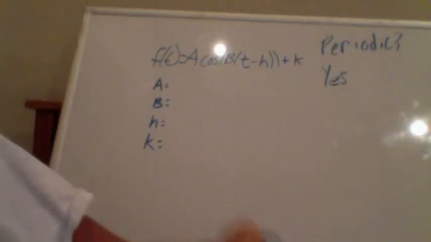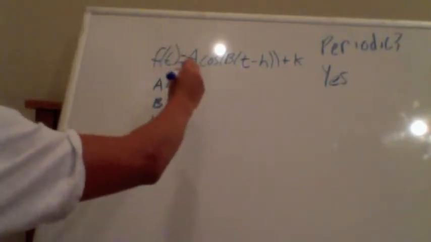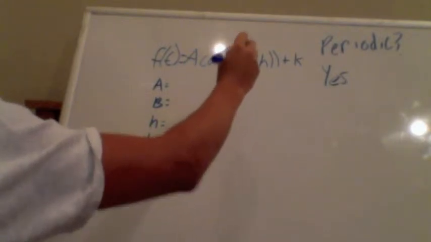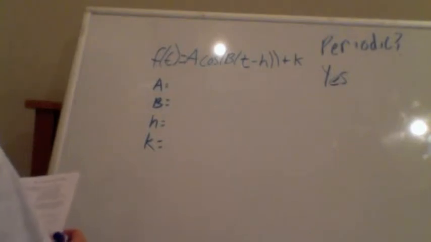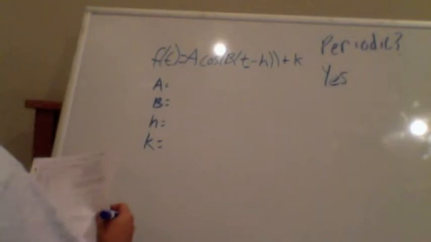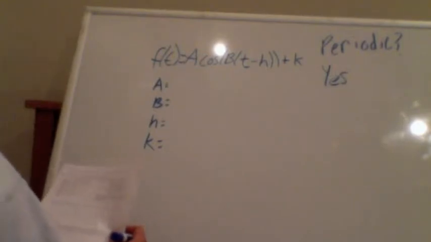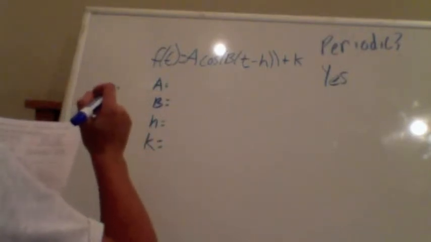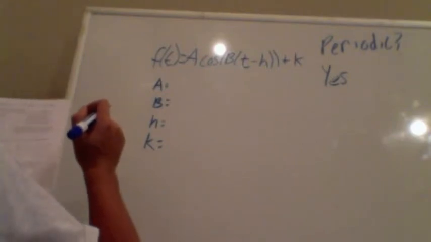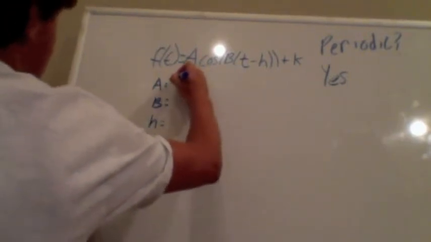So we need to put it into the form f of t equals a cosine b of t minus h plus k. And we know that the a value is the amplitude of the function, and with the previous data given that June 21st has 15.27 hours of daylight, and that is the max, and the minimum is December 21st, which has 9.07 hours of daylight, we need to find the midline. And once we find the midline, in between the midline and the max and the min will be a value, and that is the amplitude. And upon doing that, it will give us 3.1.